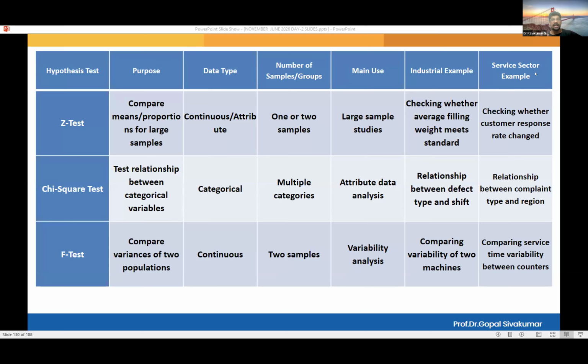Based on the type of data available, you have to choose the type of test. Z test: when you have to compare averages or proportions for large samples, when the sample is 100, 50, 75, or mean proportions. And when you have more than one or two samples, when you are trying to study a large set of populations, you go for Z test.